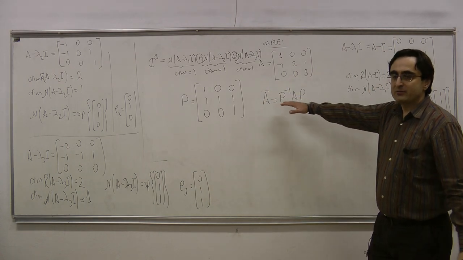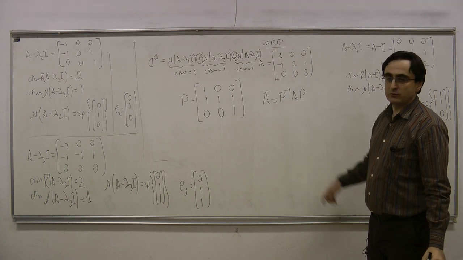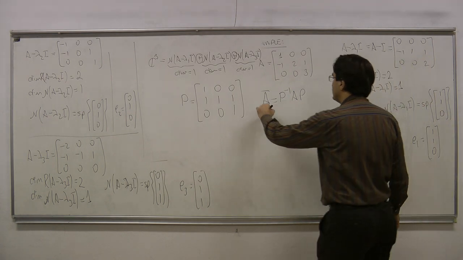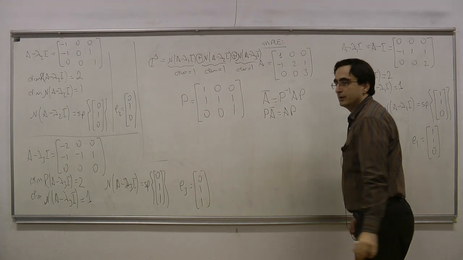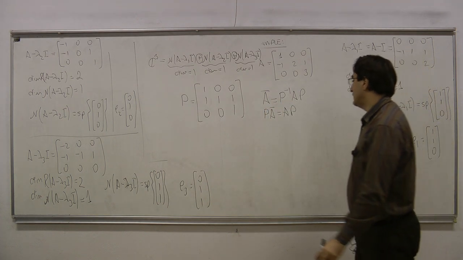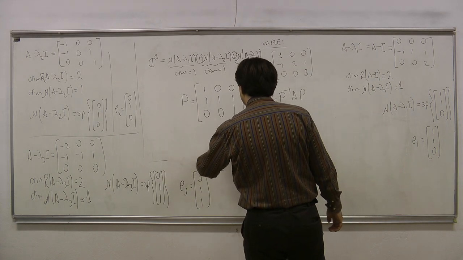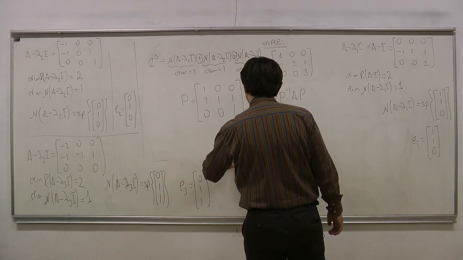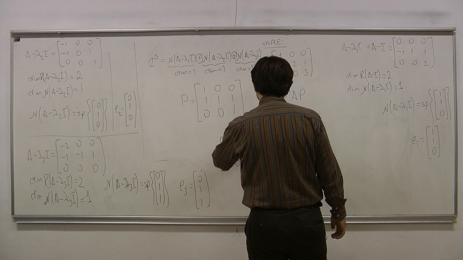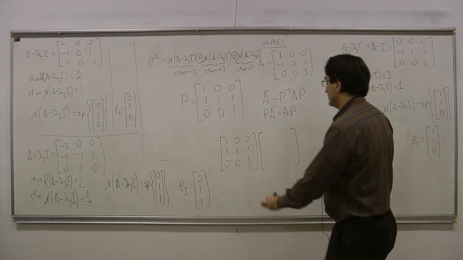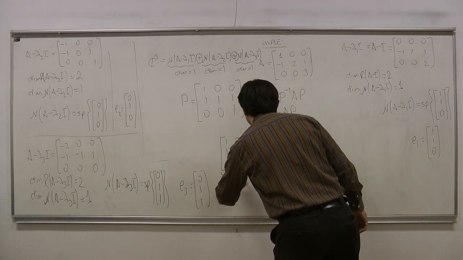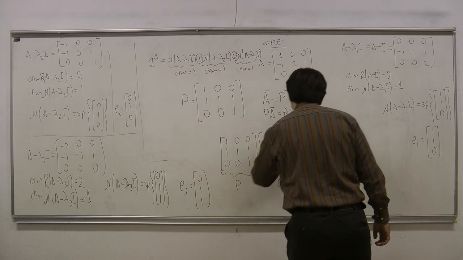And remember, we never use this equation in this form because of the P inverse. Instead, I write this equation as P times A bar is A times P. Now let me write P here, 1, 1, 0, 0, 1, 0, 0, 1, 1, times A bar. I will find what A bar is. So this is my P, and this is A bar.